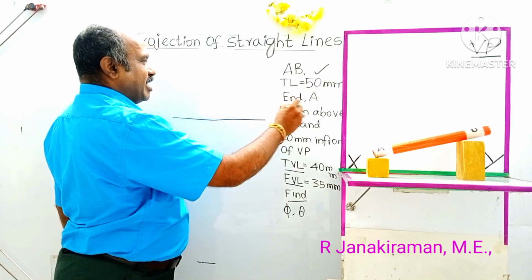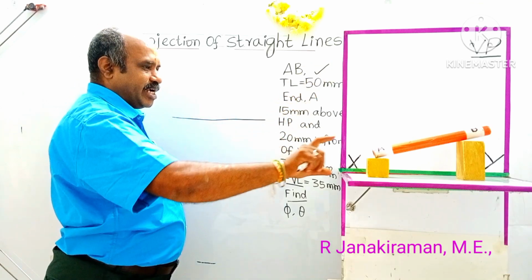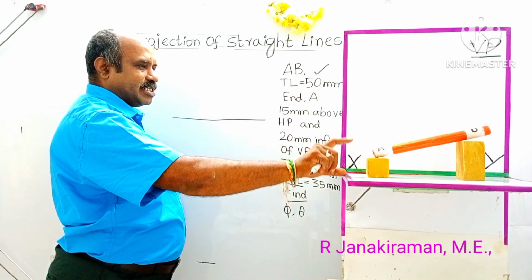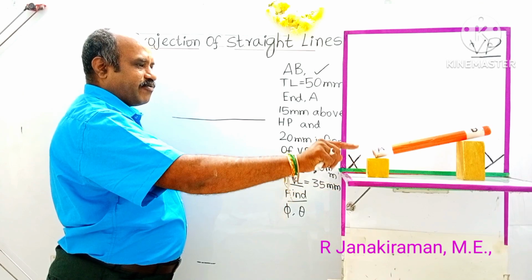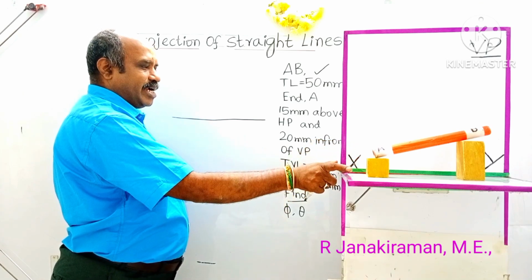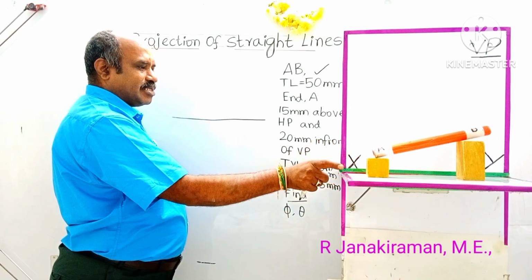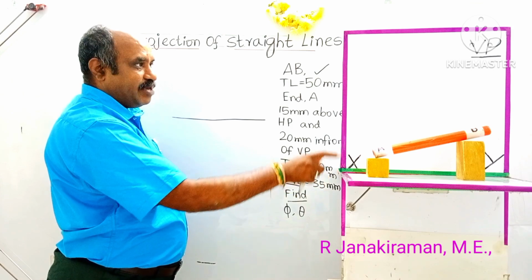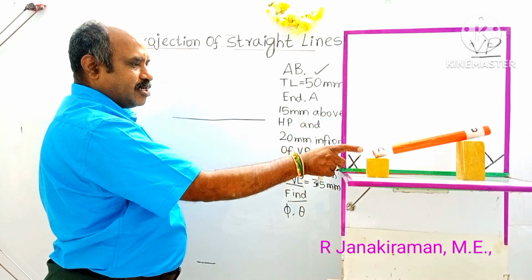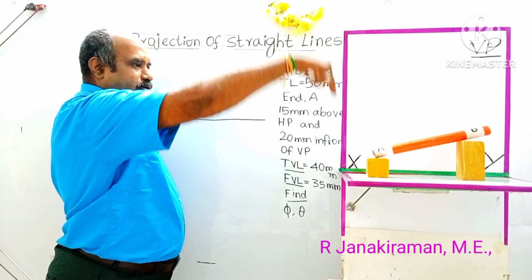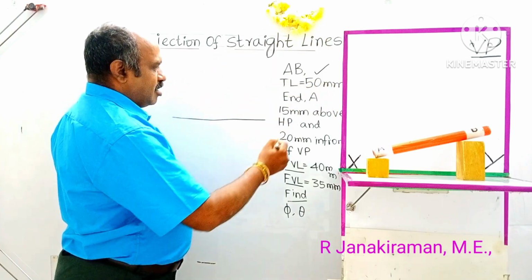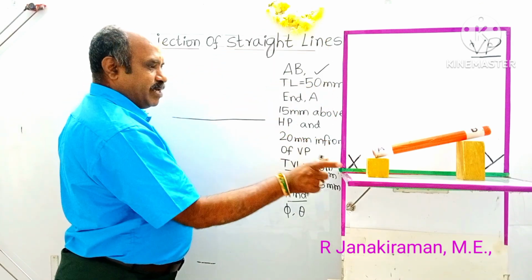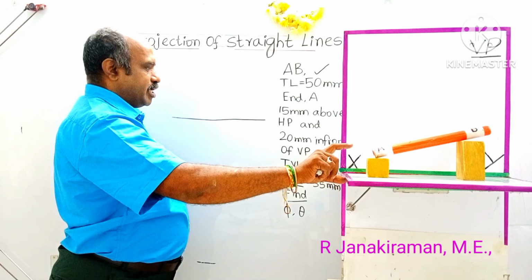And end A is 15 mm above HP. This is the vertical distance above HP. 15 mm above HP and 20 mm in front of VP. In front means this is the distance gap between the VP and the point A. This distance you can see in the top view. That is 20 mm in front of VP, 15 mm above HP.